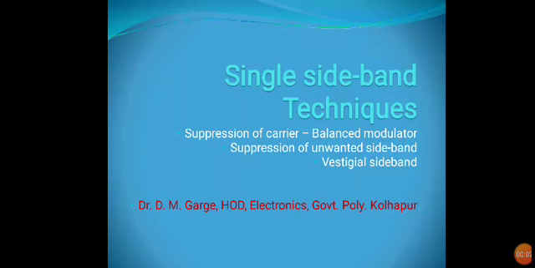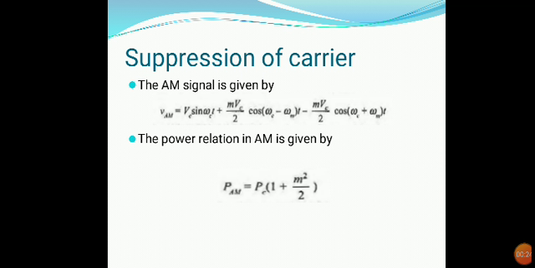Today we are going to see single sideband technique. In the previous lecture we have seen amplitude modulated signal where there are three components. One is the carrier itself and other two are the sidebands, lower and upper sidebands. Now if you look at the equation of the amplitude modulated signal, then it is as shown.